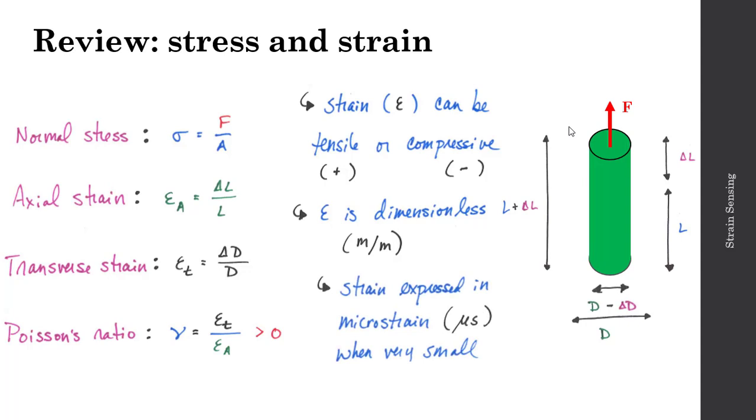It's also important to note that these strain measurements are often very small. We're looking at change in length over length or change in diameter over diameter. So strain is often expressed in terms of a microstrain. In this case, we might have a strain with units of microstrain, which is still dimensionless. It's still meters per meter. But in this case, it's the original strain times 10 to the 6. So if I had a strain that was 10 to the minus 6 meter per meter, that would be 1 microstrain.